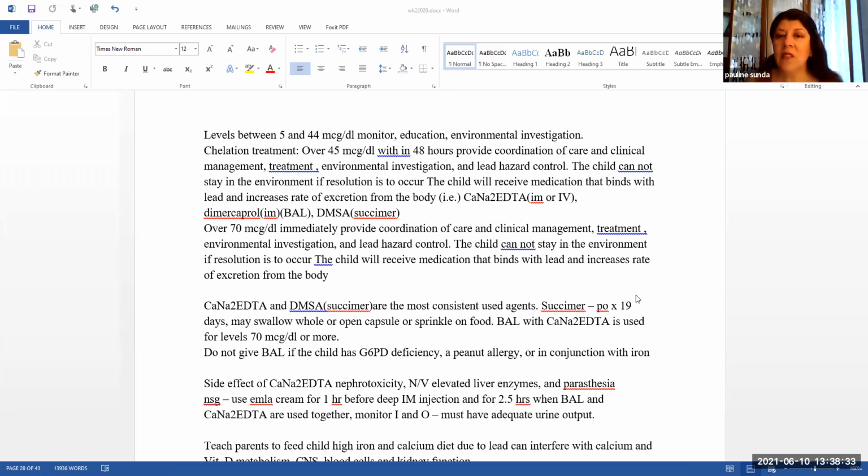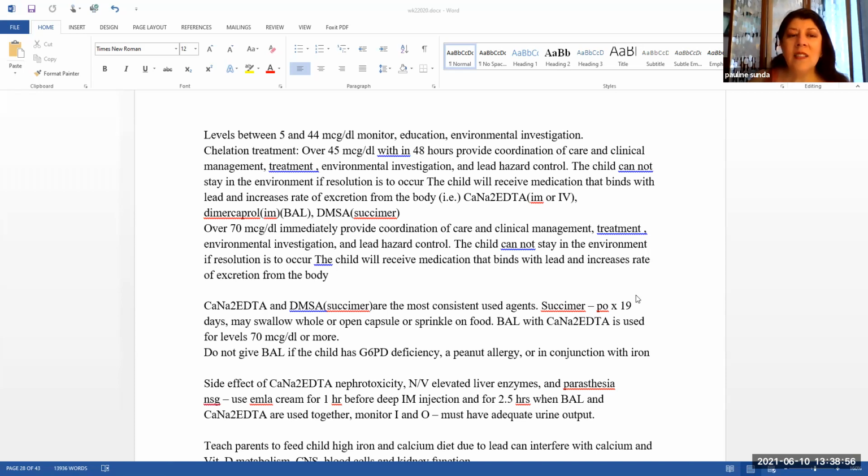The child will receive medication that binds with the lead and increases the rate of excretion from the body. Examples of this would be calcium disodium edetate. This is given IM or IV. Dimercaprol, which is given IM, can also be called BAL. And then DMSA, also called Succimer.